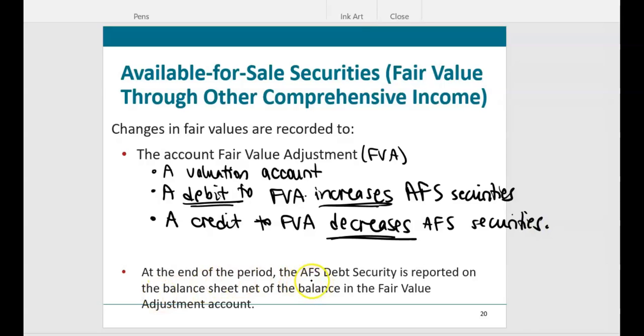At the end of the period, the available for sale debt security is reported on the balance sheet net of the balance in the fair value adjustment account. This causes those debt investment accounts to be reported at fair value.